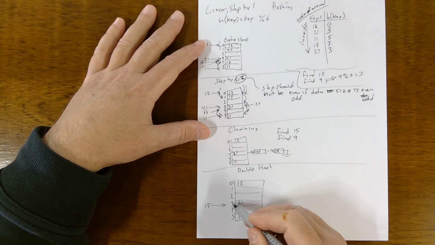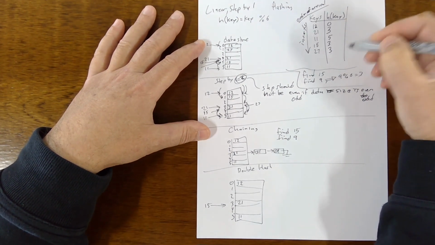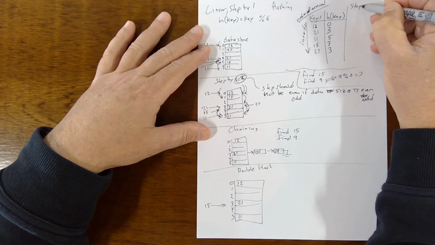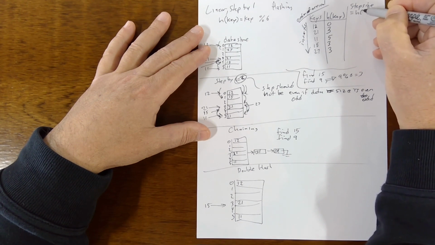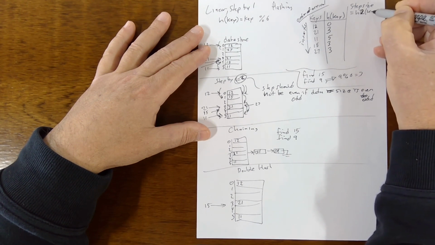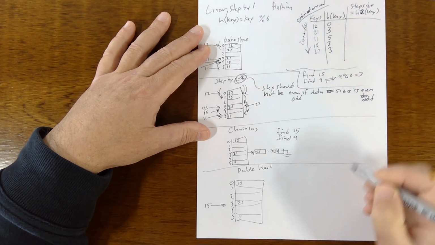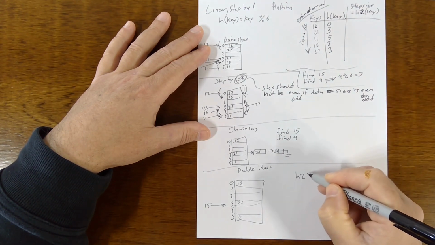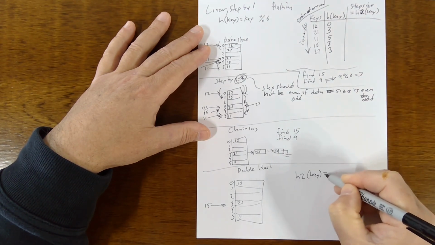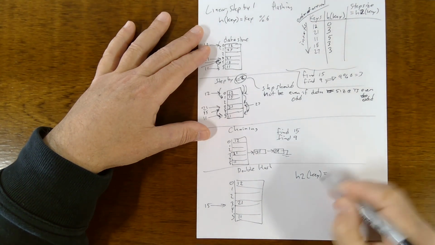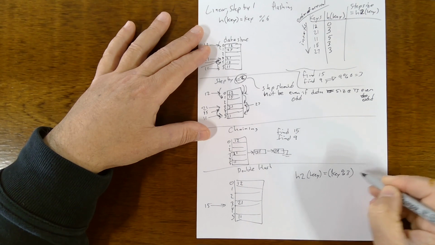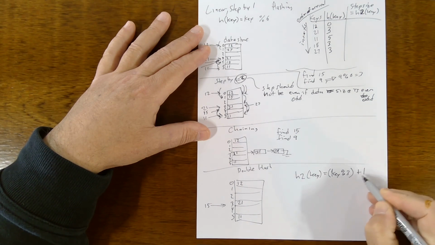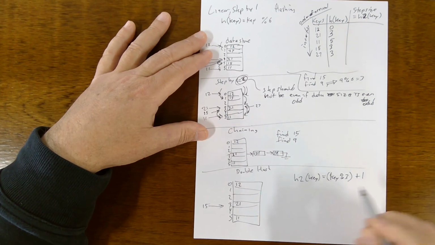So now you step, but you generate a step size. Step size is H2 of key, where H2 of key is, and it's kind of arbitrary, we can just, let's say, mod by 3, and then we need to add 1 to make sure that we don't have a 0 step size.